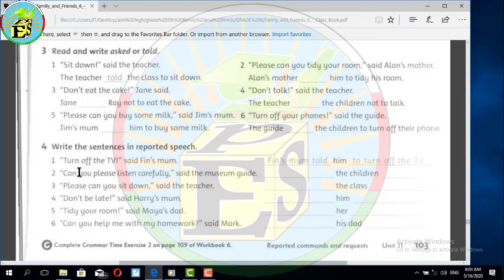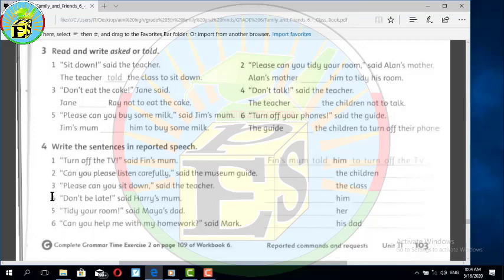Number 2. Can you please listen carefully? This is a request. Said the museum guide. So, the museum guide asked the children to listen carefully.